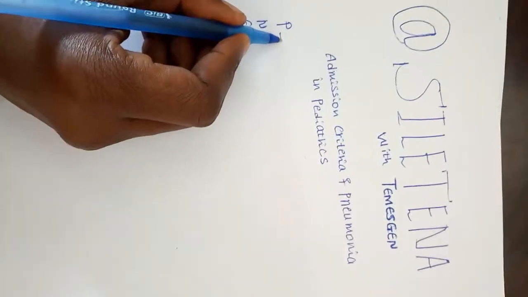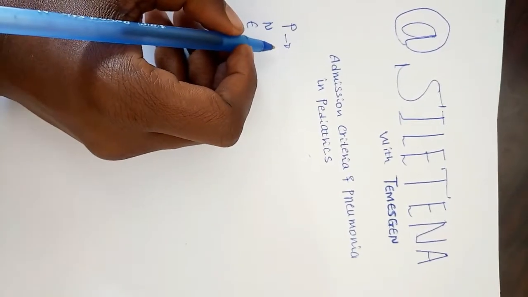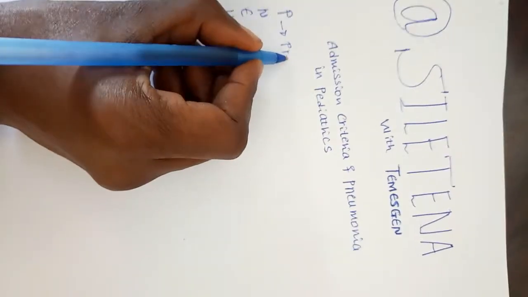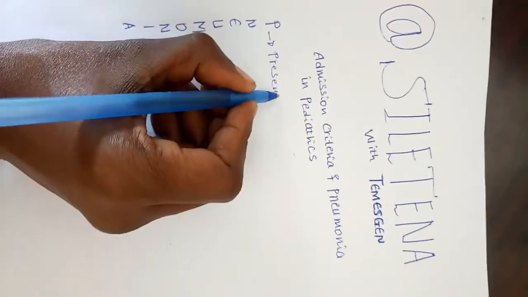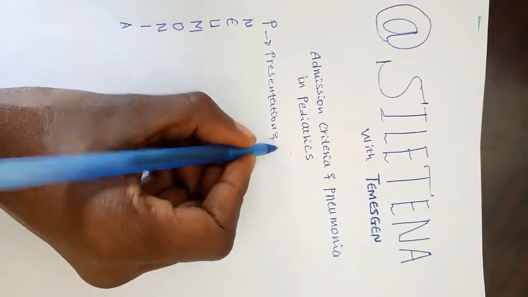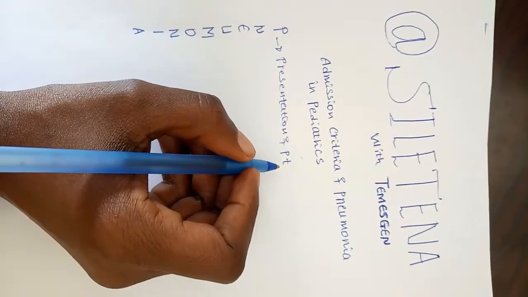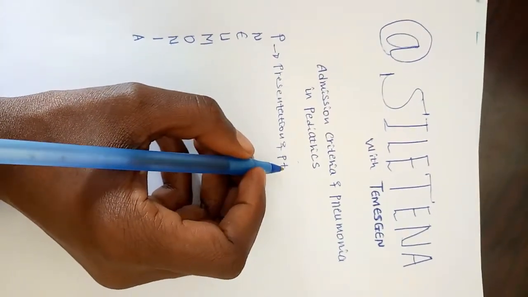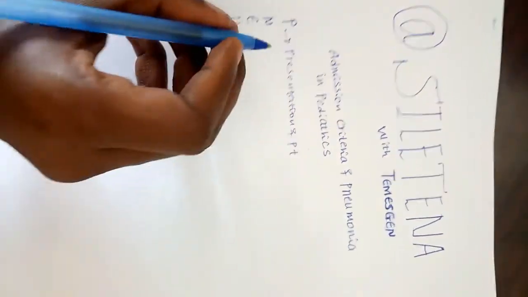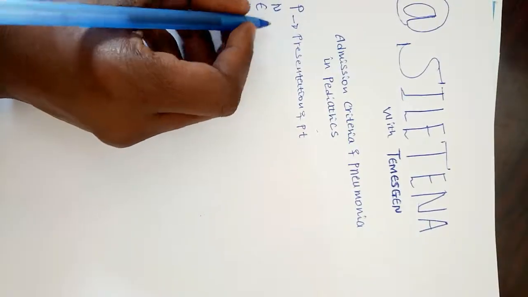The P tells about the first criteria for the admission, which means the presentation of the patient. For example, if the patient has a toxic appearance while in the OPD, we have to admit the patient and treat them as an inpatient. So the first criteria for admission is the presentation of the patient.